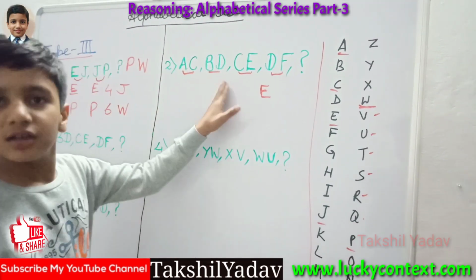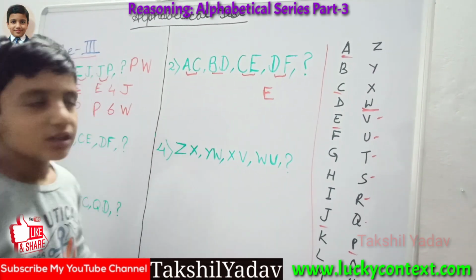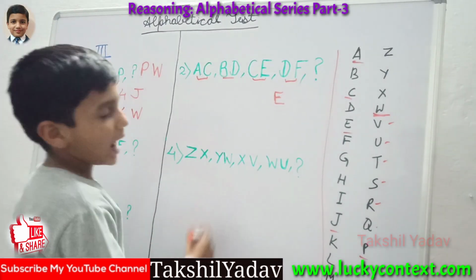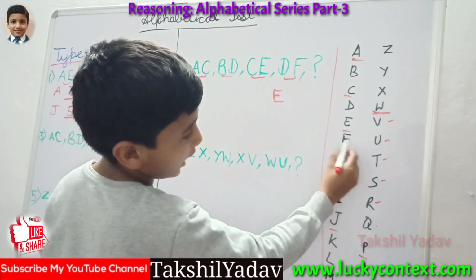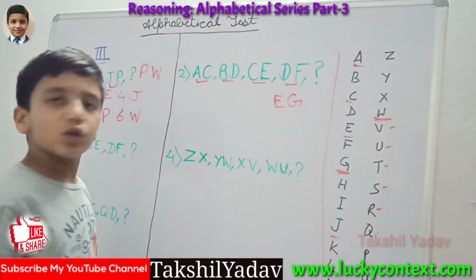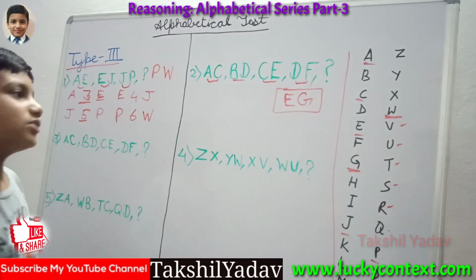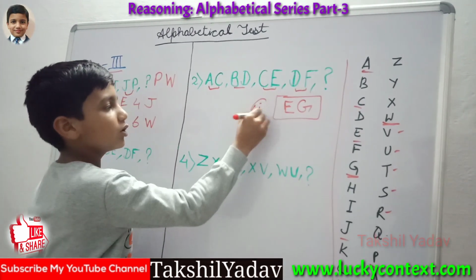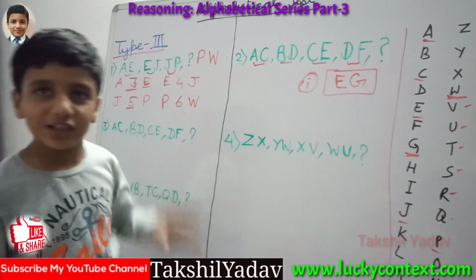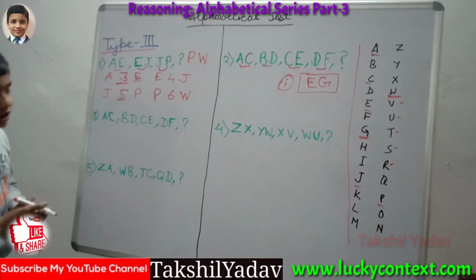And as per the letters written on the board in the question, I leave 1 letter. Here is E, so I leave F and the second letter will be G. So our answer in this case will be EG. Now this was the first method of solving this question. Now comes the second method of solving the same question.